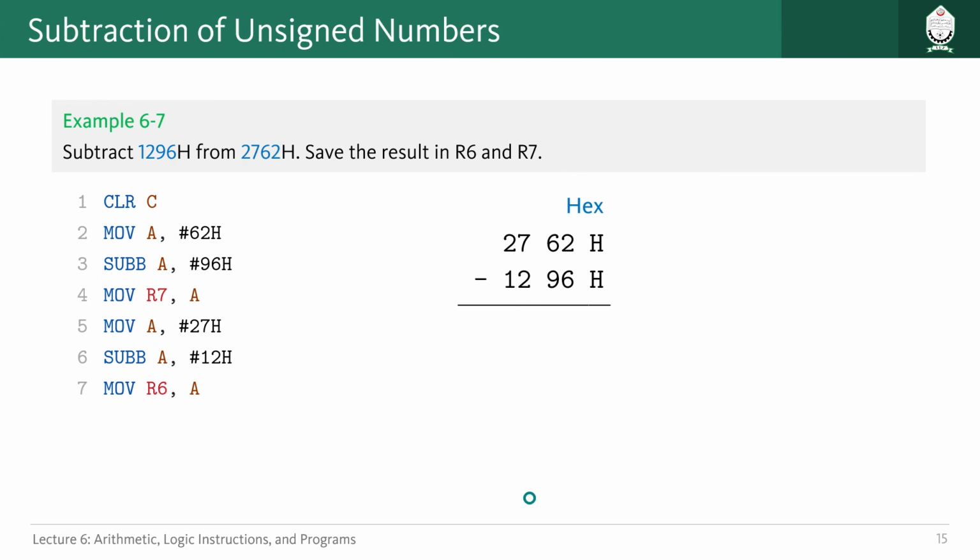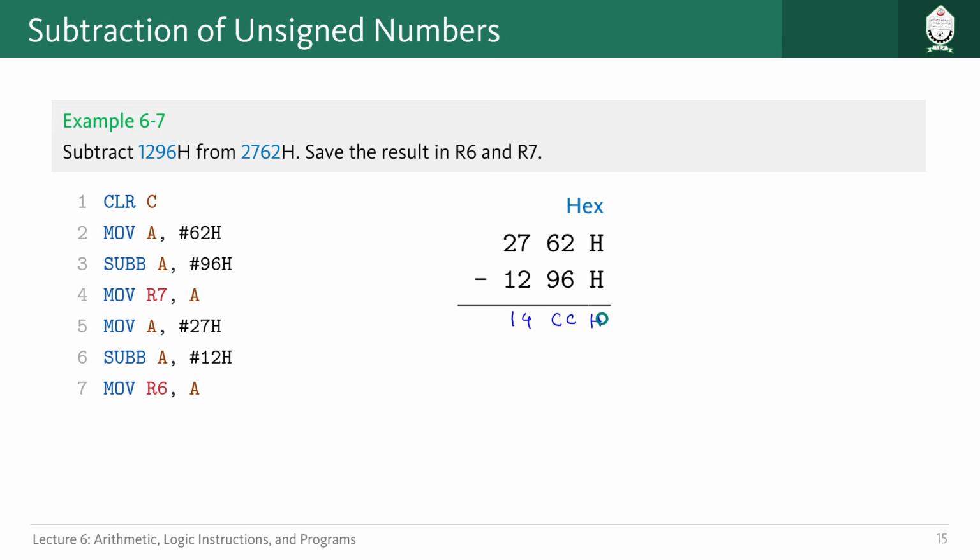Now how does this carry or borrow help for 16-bit calculation? Here we are taking two 16-bit values for subtraction. So we are subtracting 1296 from 2762. And here we have already seen what the result is. This value should be CC, then there was a borrow which made this one for CCH, right?